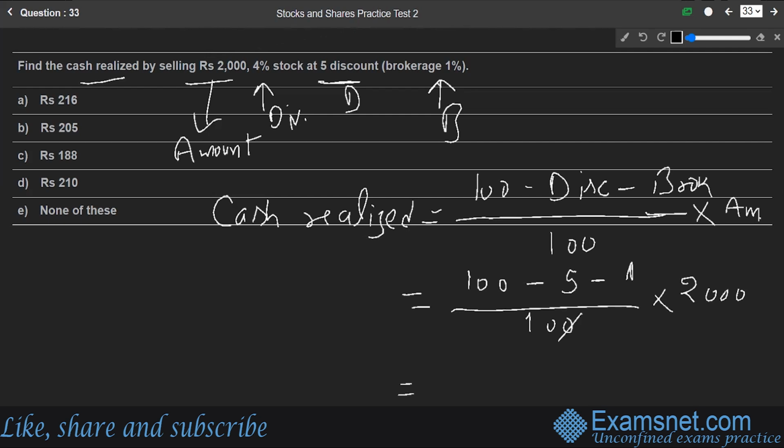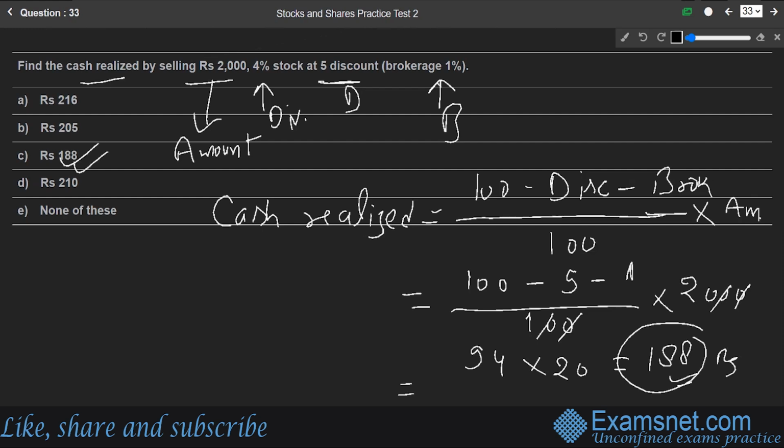If we solve this further, we can get to the values. Zeros are cutting like this. So 100 minus 5 is 95, minus 1 is 94. So it is 94 into 20, which is nothing but equal to 1880. That is the final value of cash realized. It is available clearly in option number C, which becomes the right answer.